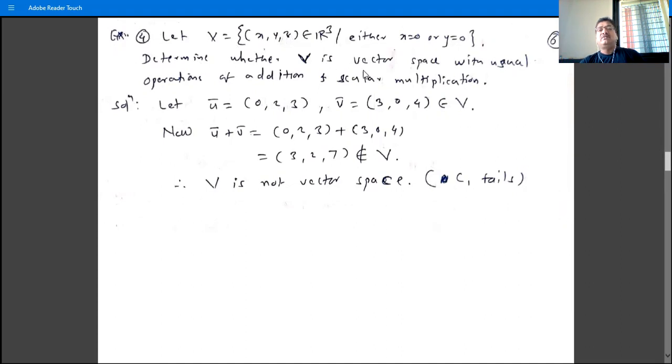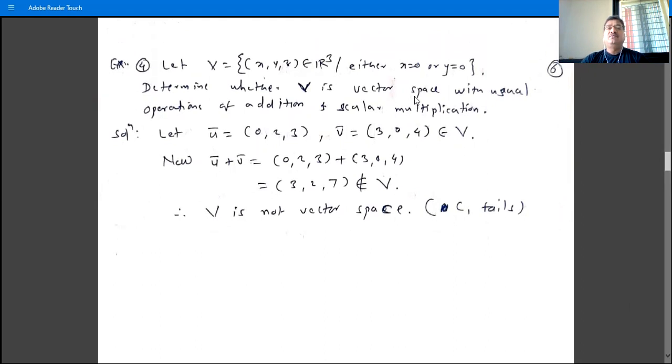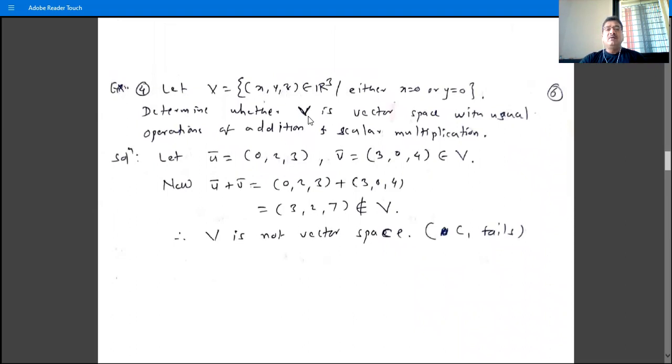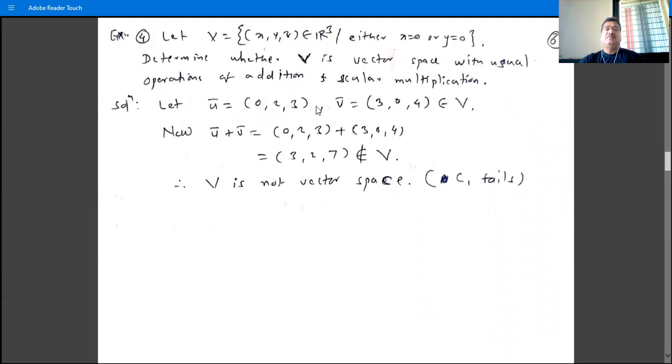And now we have to check whether V is a vector space with respect to the usual operations of addition and scalar multiplication. We know what the usual scalar multiplication and usual addition are. We have to determine whether this set V is a vector space under these two operations. Now, to prove this set V is not a vector space, we have to give a counter example for any one property out of the 10 properties. So here we take U bar as (0, 2, 3) and V bar as (3, 0, 4). These are elements of V.